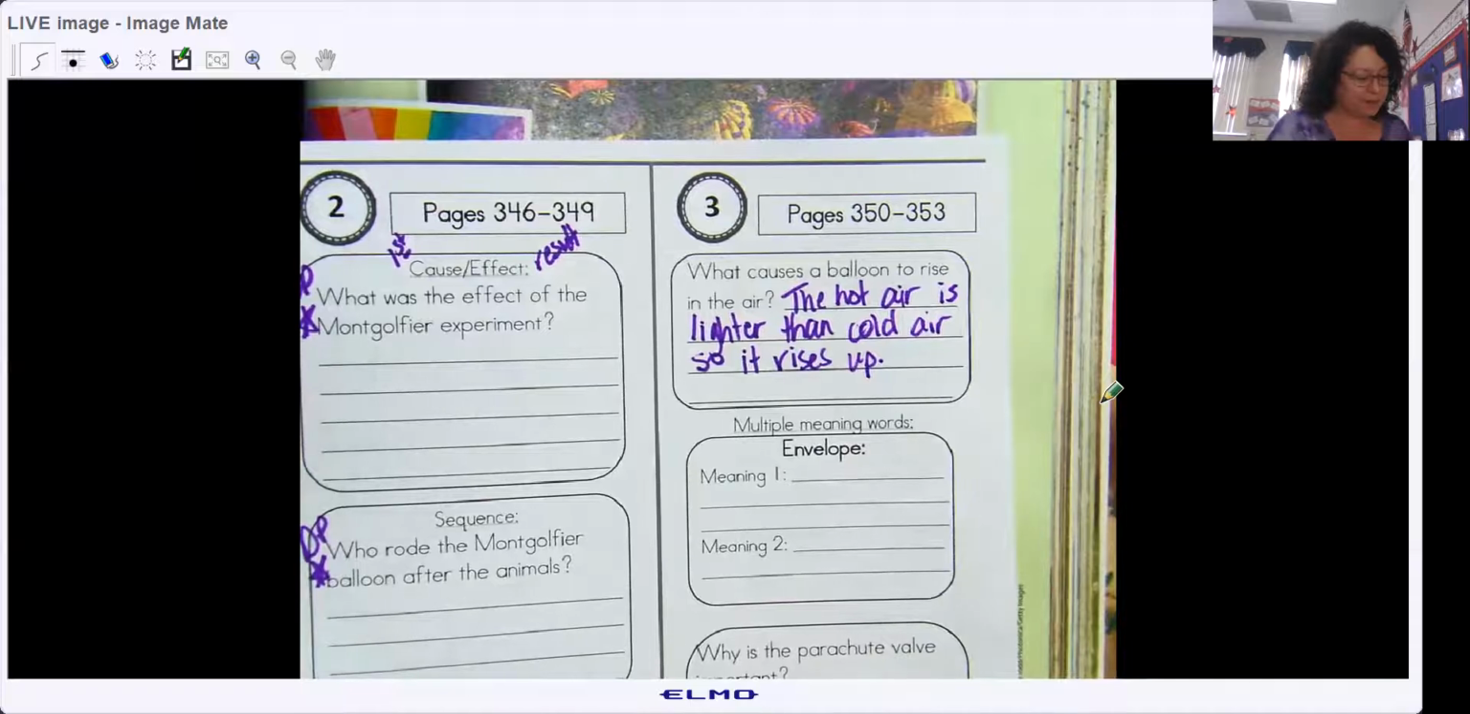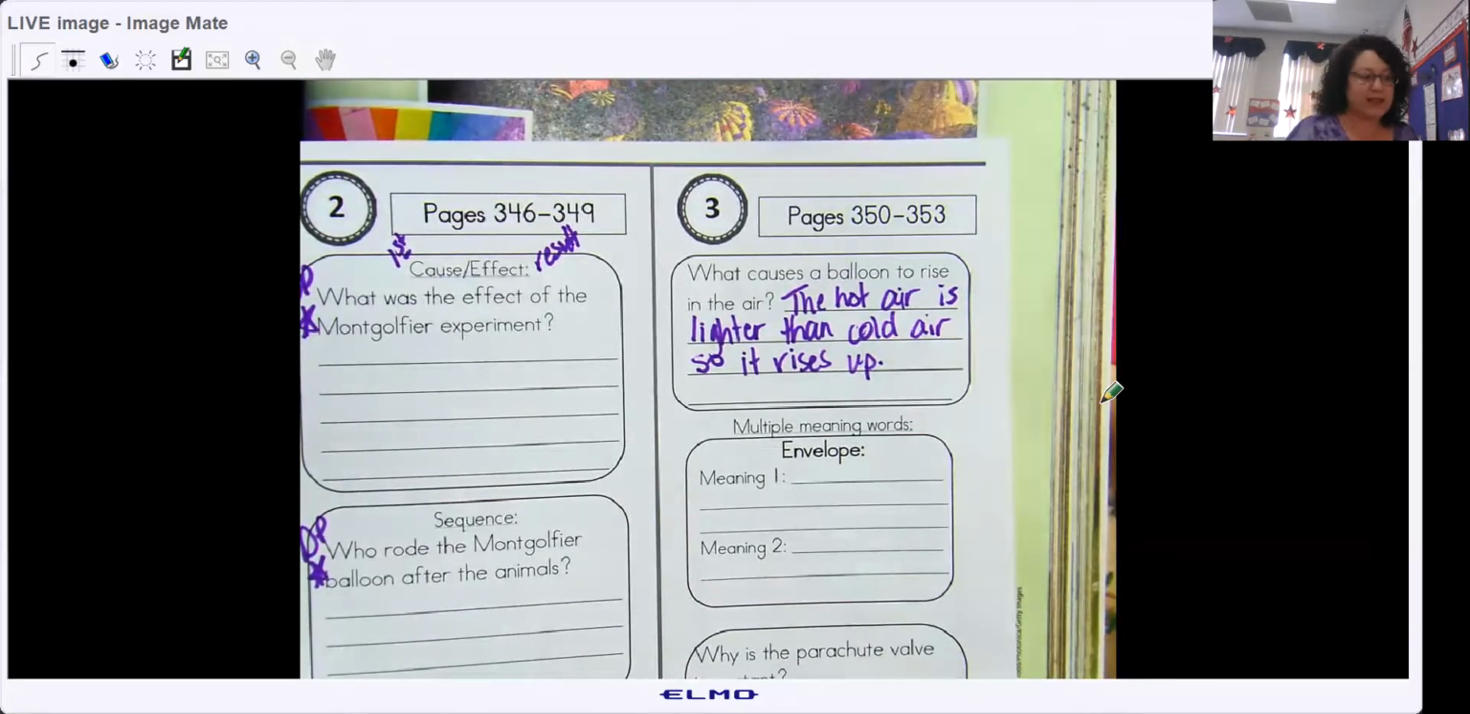Okay. Multiple meaning words. Envelope has more than one meaning. I bet you can think of one. Let's keep reading so we can find it.